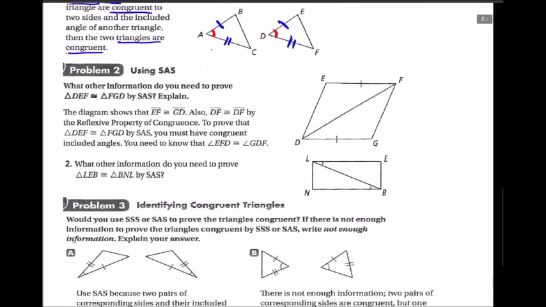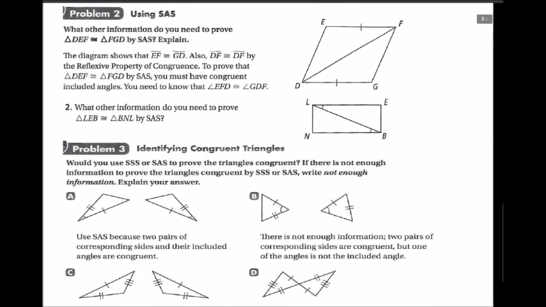So let's look at some problems here. We are asked, what other information do we need to prove that these 2 triangles are congruent by side angle side? Well, let's look at what we have. We have this side and this side, and we have this side here.